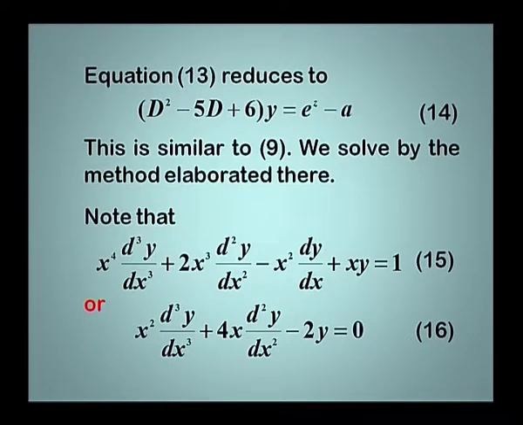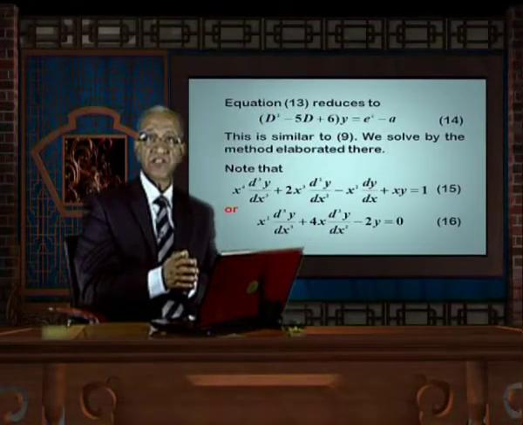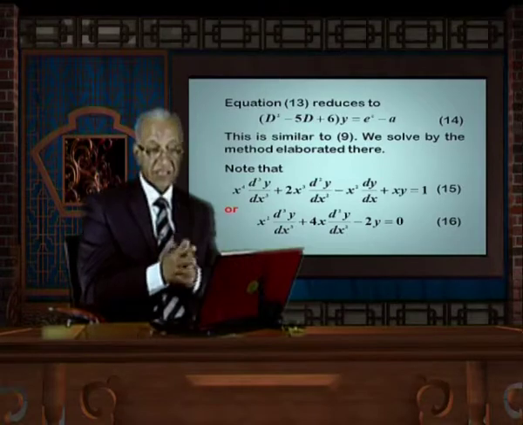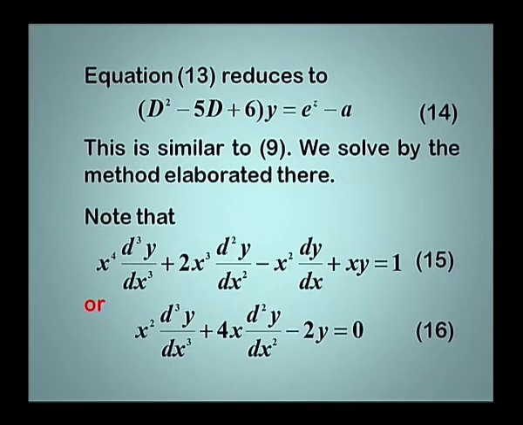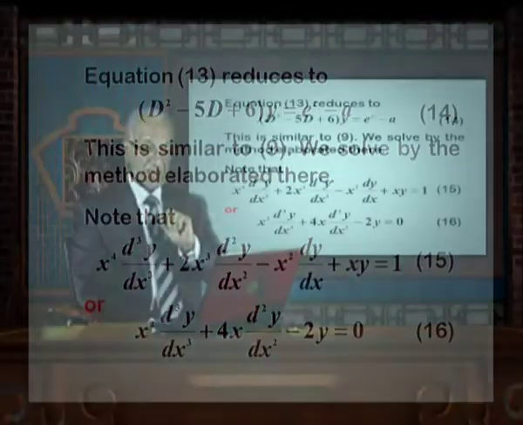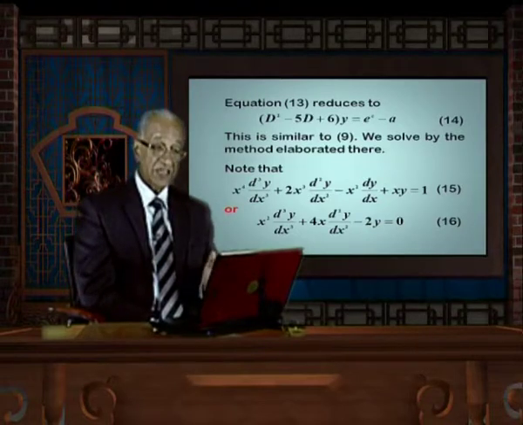Note that it becomes now x4 d3y, and solutions can be found. But these equations 15 and 16 I am giving you because this is also a class of equation which is non-homogeneous, and therefore you can see it. It is x4 d3y/dx cube, plus 2x cube d2y/dx square, minus x square dy/dx plus xy is equal to 1. The main feature is, though the derivative has an order third, the coefficient has power 4, that is x4.